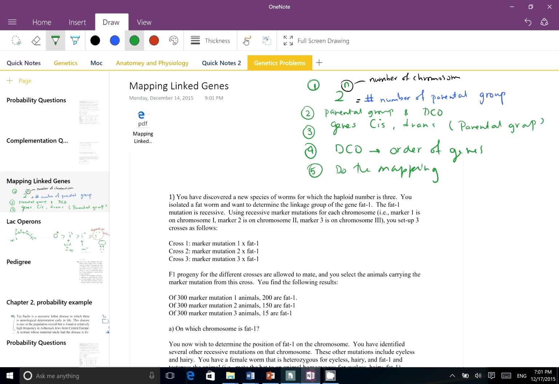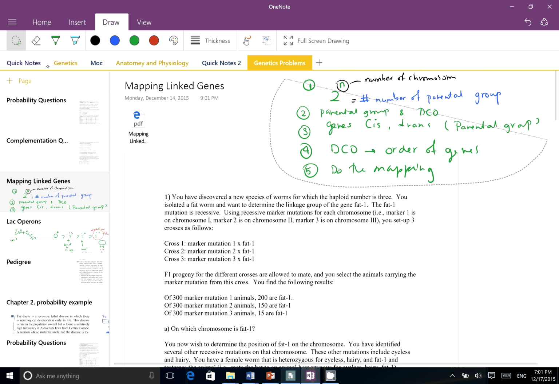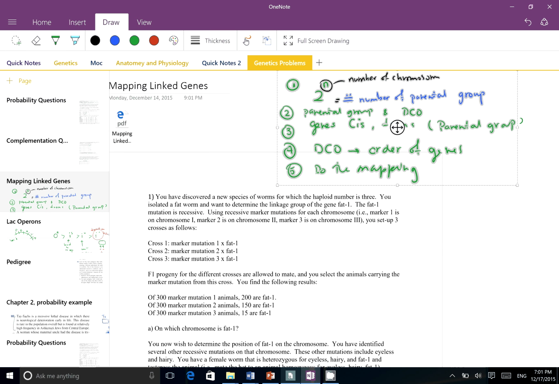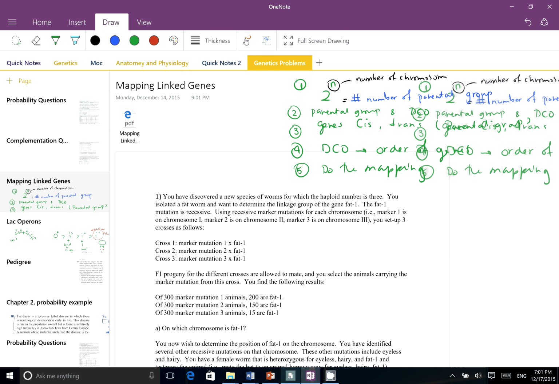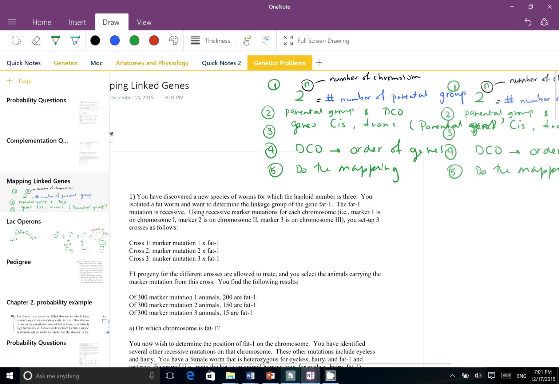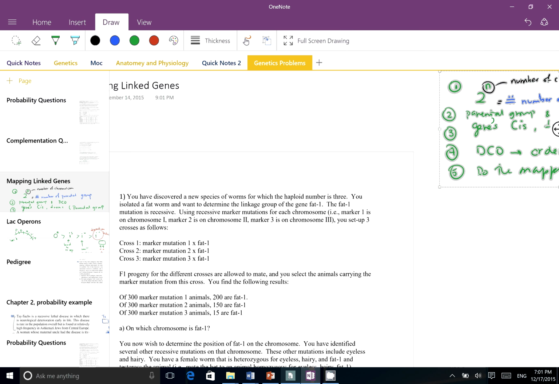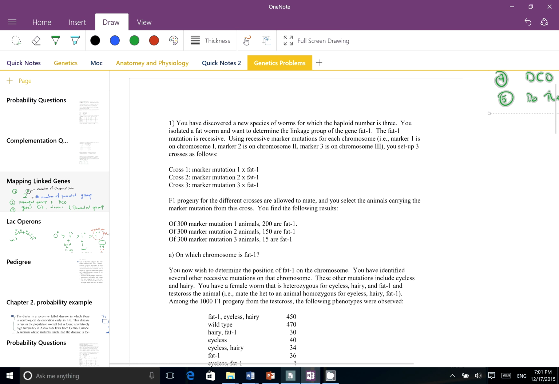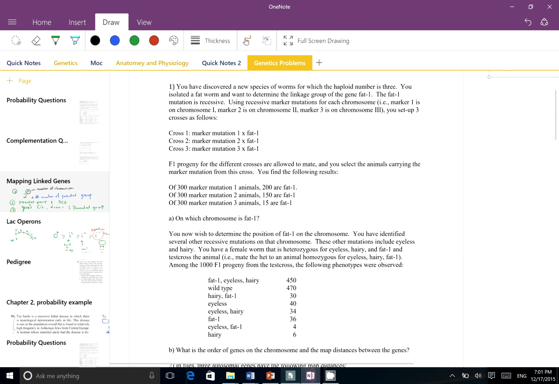Okay, so let me cut this section out and move it to the side because I don't want to deal with this anymore. I just want to talk about the steps with you. So let's apply it to the question we have.